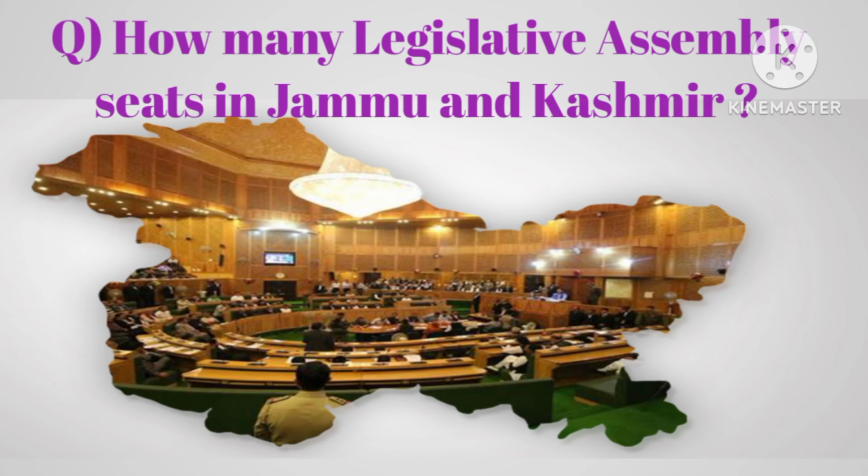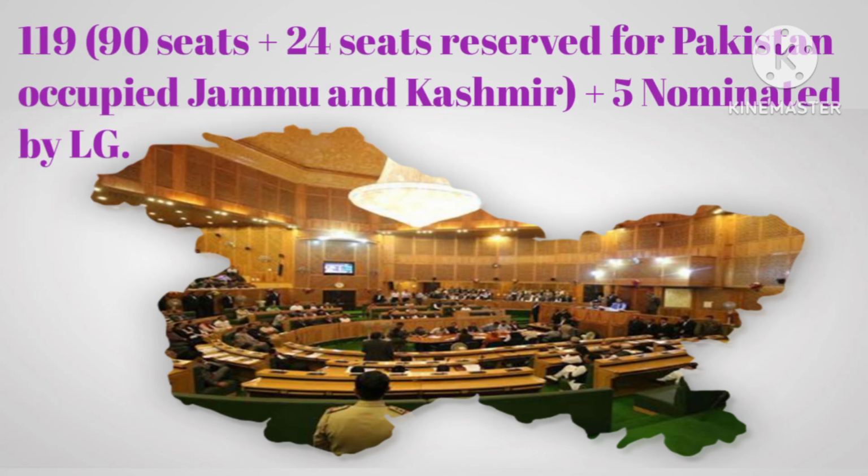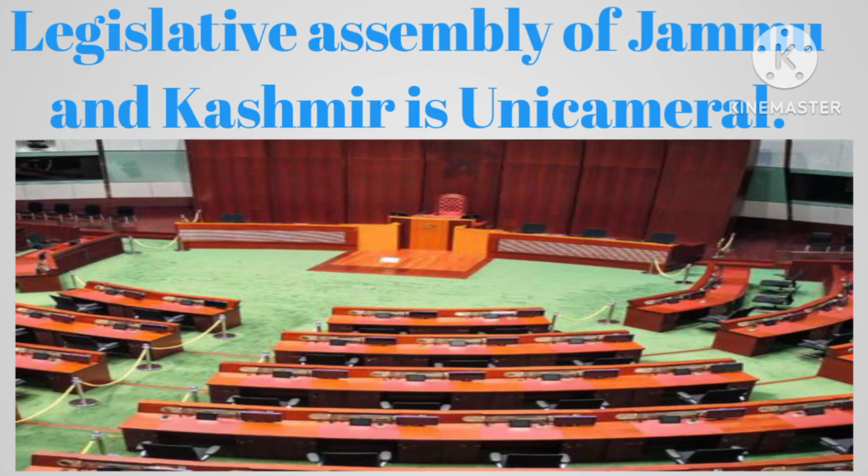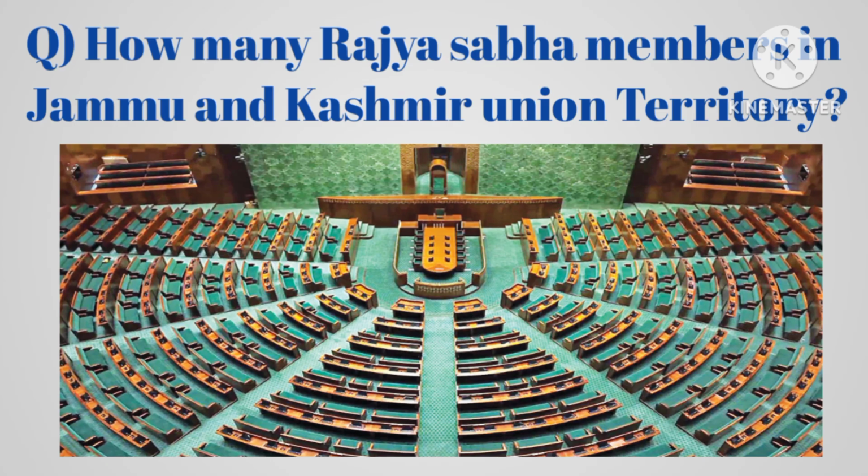How many legislative assembly seats are there in Jammu and Kashmir? The answer is 119. The Legislative Assembly of Jammu and Kashmir is unicameral.